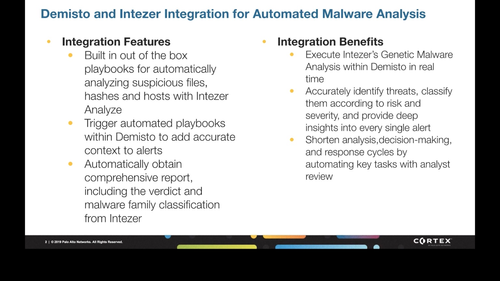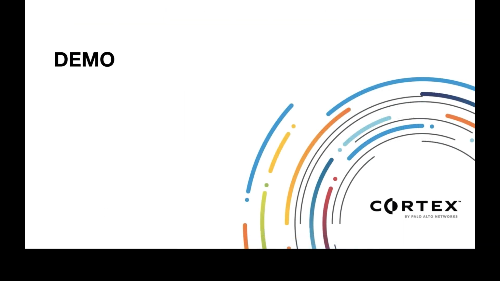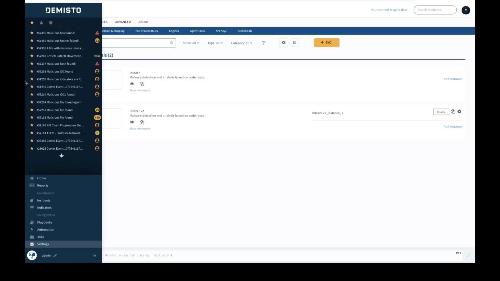Some of the top integration benefits include Intezer's genetic malware analysis within Demisto in real time, accurately identifying threats, classifying them according to risk and severity, as well as providing deep insights into every single alert. Shorten analysis, decision making, and response cycles by automating key tasks with analyst review. Let's now see a quick demo of Demisto and Intezer integration as well as playbooks.